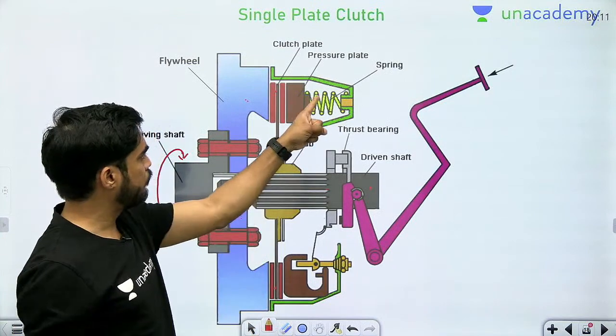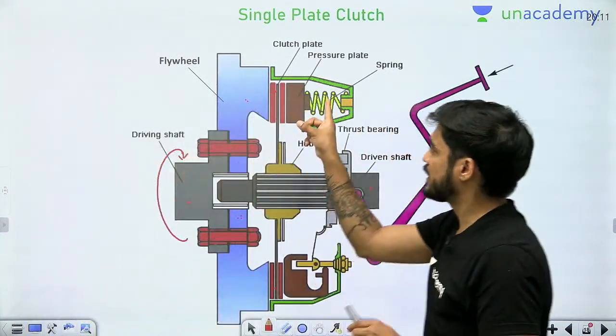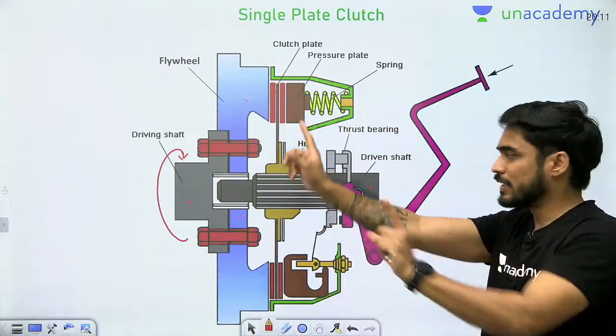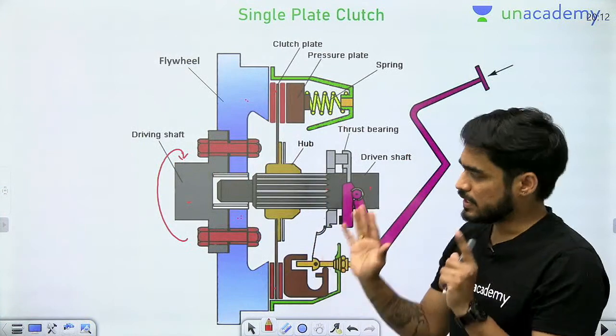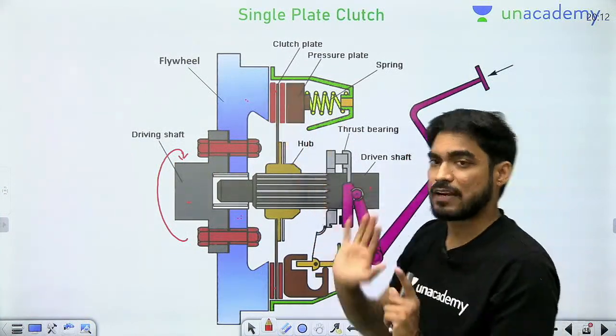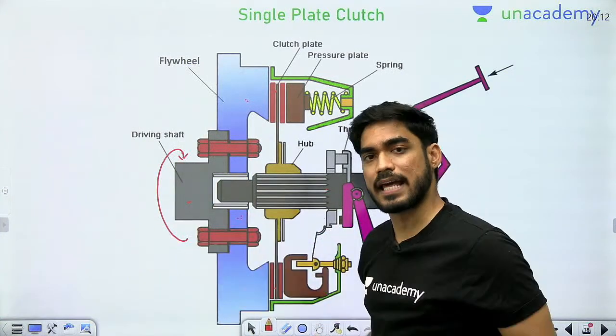जो spring है वो pressure plate के ऊपर continuous force लगाए हुए है. This spring is applying force on this pressure plate. Pressure plate is applying pressure on clutch plate. So this clutch plate is connected to the flywheel by default. By default ये initially ये connected है.